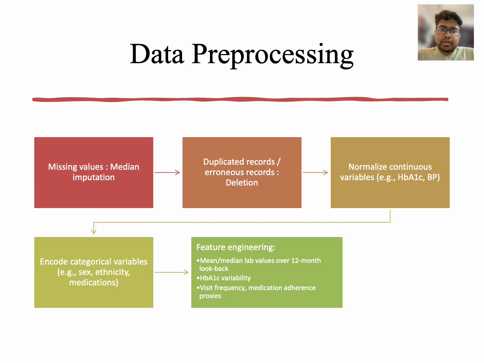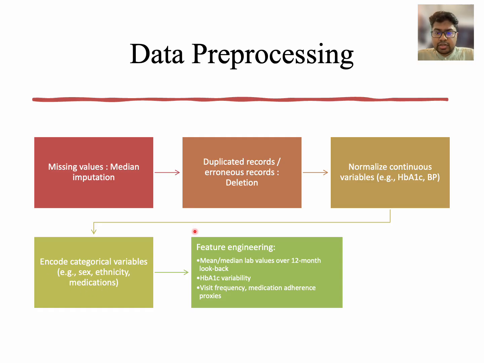So before the model development, careful pre-processing is required to make the EHR data usable and reliable. So key steps include, first, median imputation is done for any missing values, and if there are any duplicated erroneous records, we delete those particular entries, in its row entirely. And then we have continuous variables such as HbA1c or blood pressure readings. We have to normalize them for ease of interpretation by the machine learning model. And categorical variables such as medication status, gender, ethnicity, we one-hot encode them.